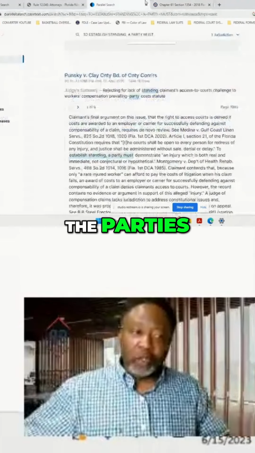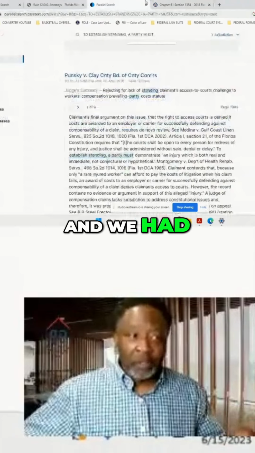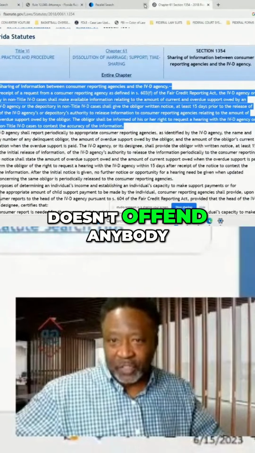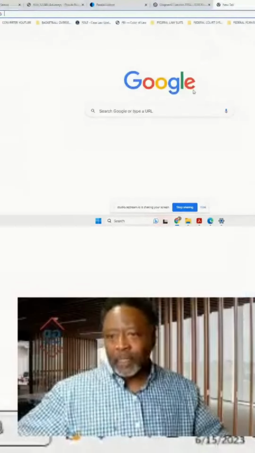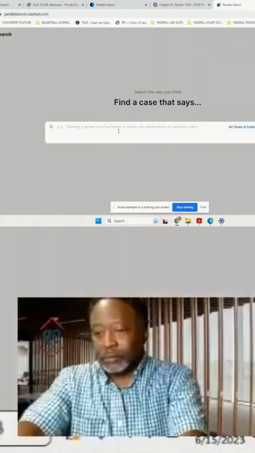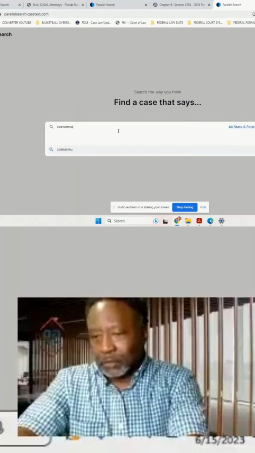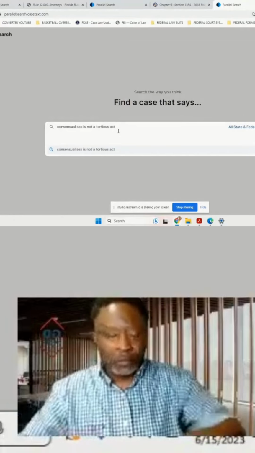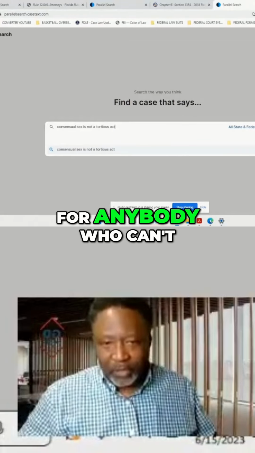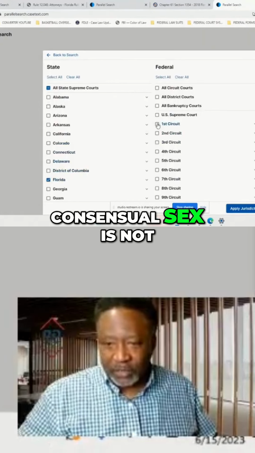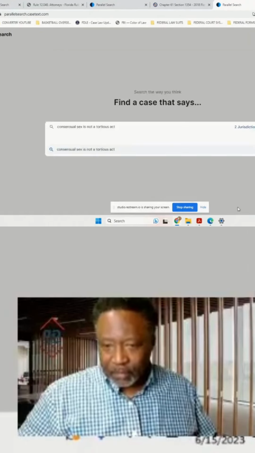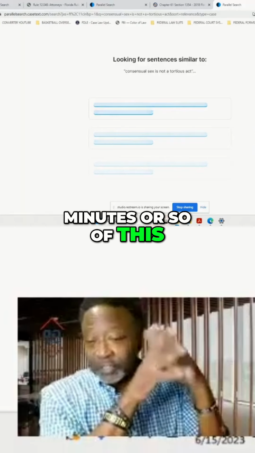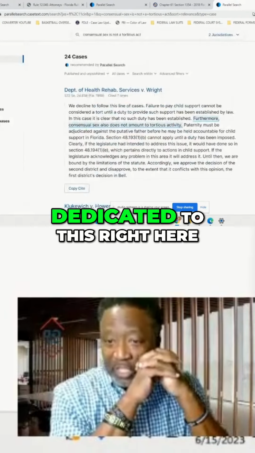So we've gone over the parties, we've gone over claim, standing, and we're going to talk about claim. And I want to put this out here and show everybody this, and I hope it doesn't offend anybody. And if it does, so what? For anybody who can't see that on the screen, I typed in that consensual sex is not a tortious act. And the last 10 minutes or so of this show will be dedicated to this right here.